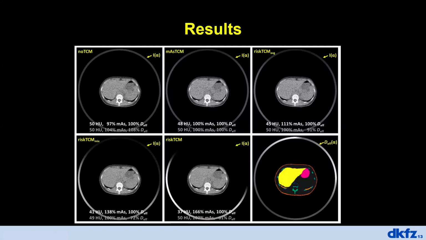And I guess this is a very nice result because this is something that can basically be implemented in today's scanners, because each scanner is already capable of modulating the tube current. And this would be a great achievement to basically reduce the effective dose with a simple algorithm.